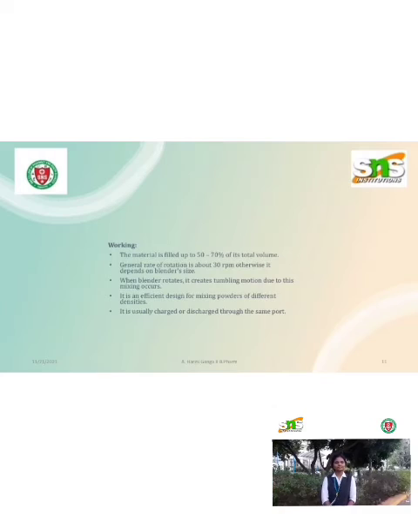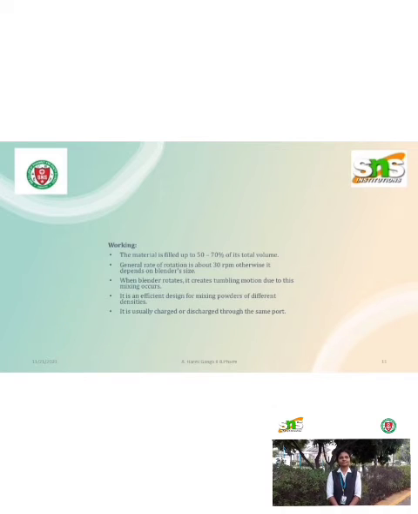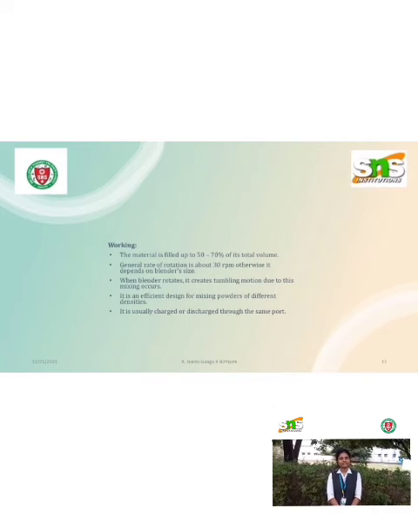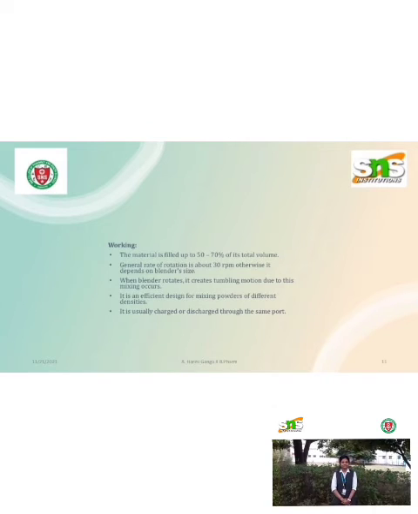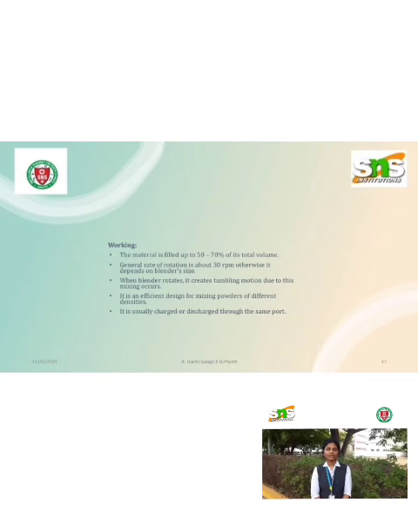So how does a double cone blender work? The materials fill up to 50 to 70% of its total volume. General rate of rotation is about 30 rotations per minute. Otherwise, it depends on blender size. When blenders rotate, it creates tumbling motion, due to this mixing occurs. It is an efficient design for mixing powders of different densities. It is usually charged or discharged through the same port.